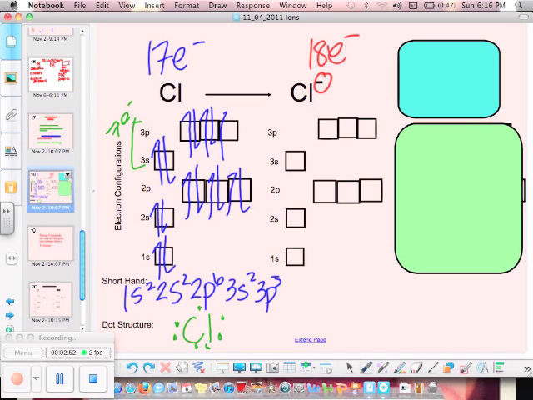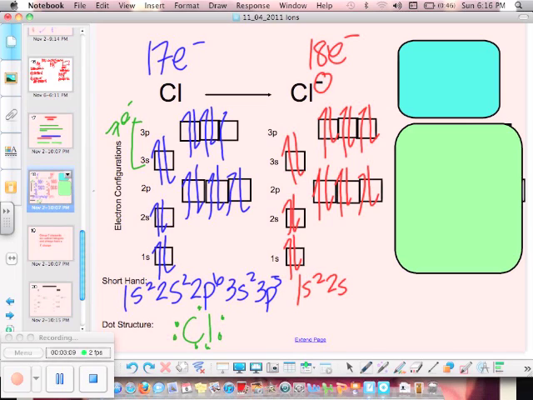As I go through this now, I have 1, 2, 3, 4, 5, 6, 7, 8, 9, 10, 11, 12, 13, 14, 15, 16, 17, 18. Right? I do my shorthand, 1s2, 2s2, 2p6, 3s2. Now I have 3p6. And if I do my dot structure, my chlorine now has 8 electrons around it. So just like before, what noble gas is chlorine closest to?